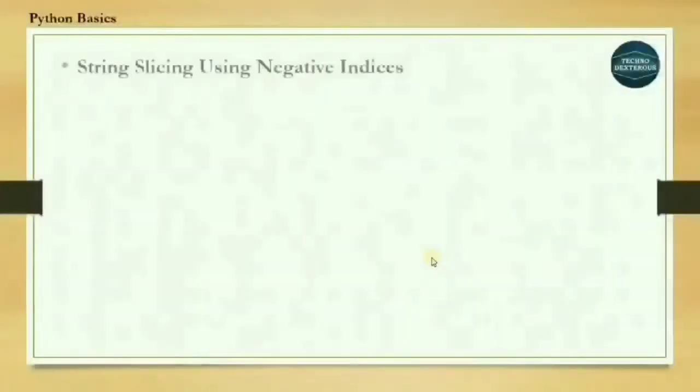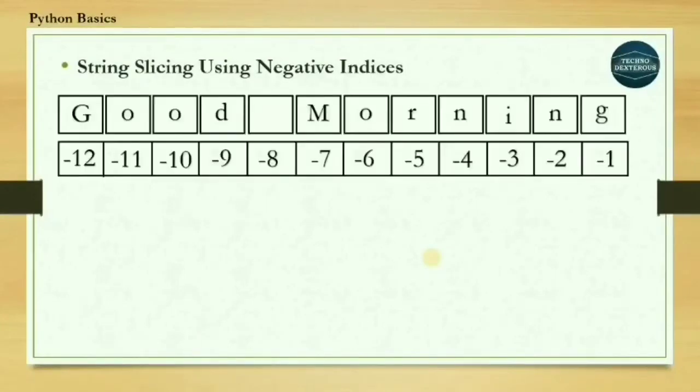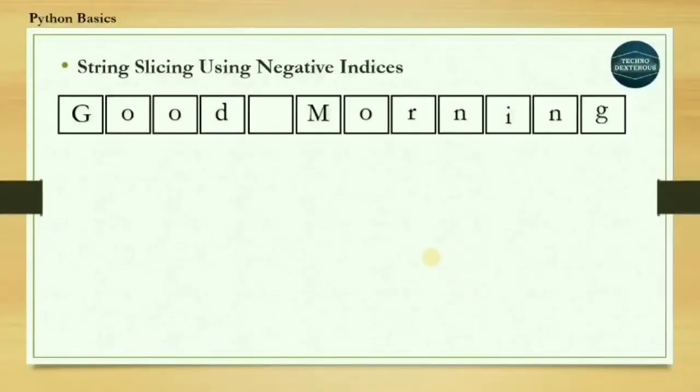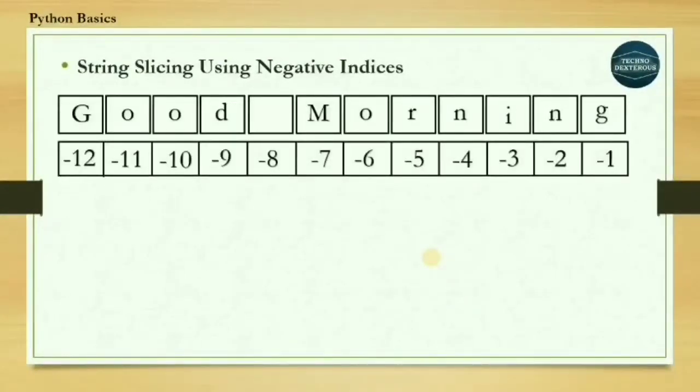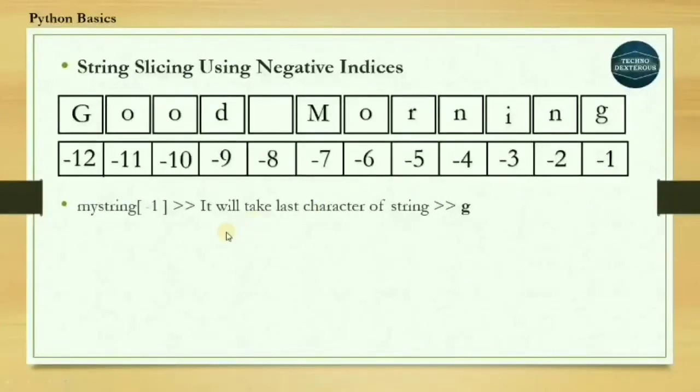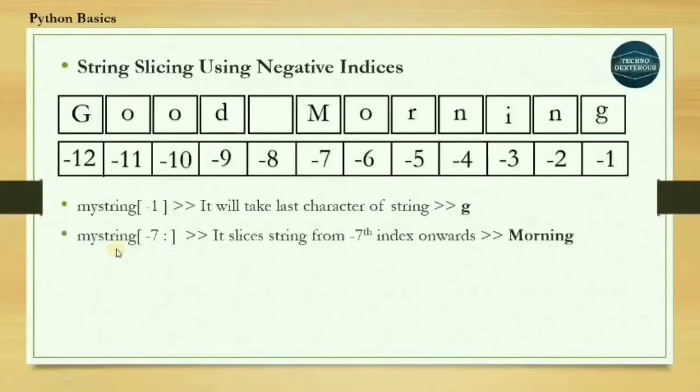String slicing using negative indices. We can use negative indices for string slicing as well. My string -1, here -1 is last character index of the string. It will slice the string and provide the output as small g. My string -7 colon, it will slice the string from negative 7th index onwards. That means we will be getting morning as output.